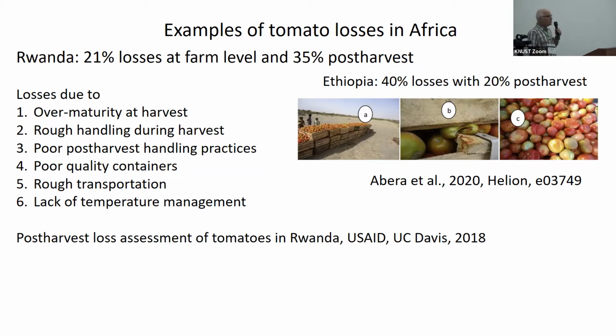They listed the 6 main reasons for losses as over maturity at harvest, rough handling during harvest, poor post-harvest handling practices, poor quality containers, rough transportation, and lack of temperature management. And those factors are still true 5 years later. Probably the research was done 5 to 10 years ago, but those are the most important factors that we can identify.